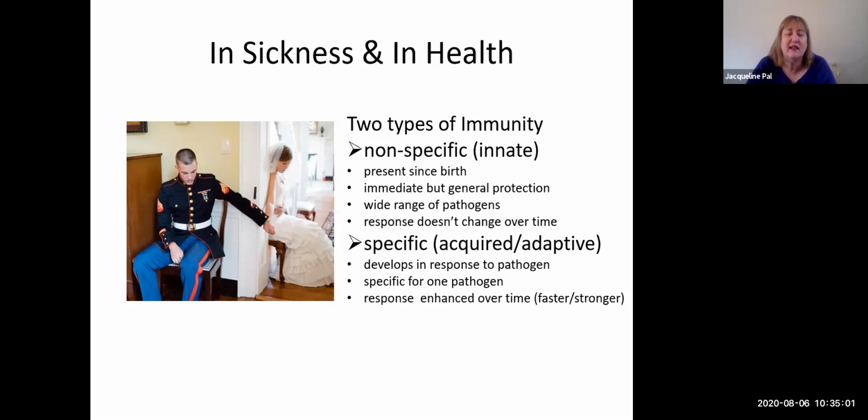And this is adaptive. What that means is if you have created specific immunity against this, say for instance, against polio, then the second time you're exposed to that polio antigen, you will have a faster and stronger response. So we'll see how that happens later on.